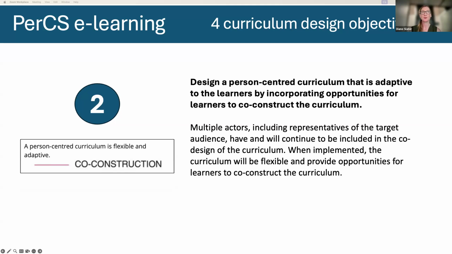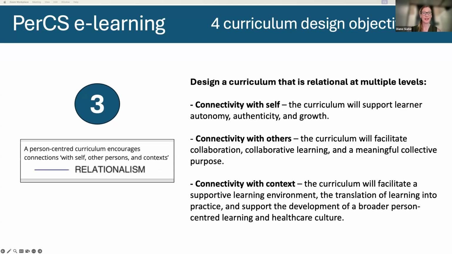The second is linked with co-construction. And so we wanted to design a curriculum that was adaptive to learners and gave opportunities for co-construction within the curriculum. The third one is pretty much exactly the same as the curriculum framework principle. It's about being relational at multiple levels. So we wanted a curriculum where there was connectivity with self, with others, and connectivity with context.